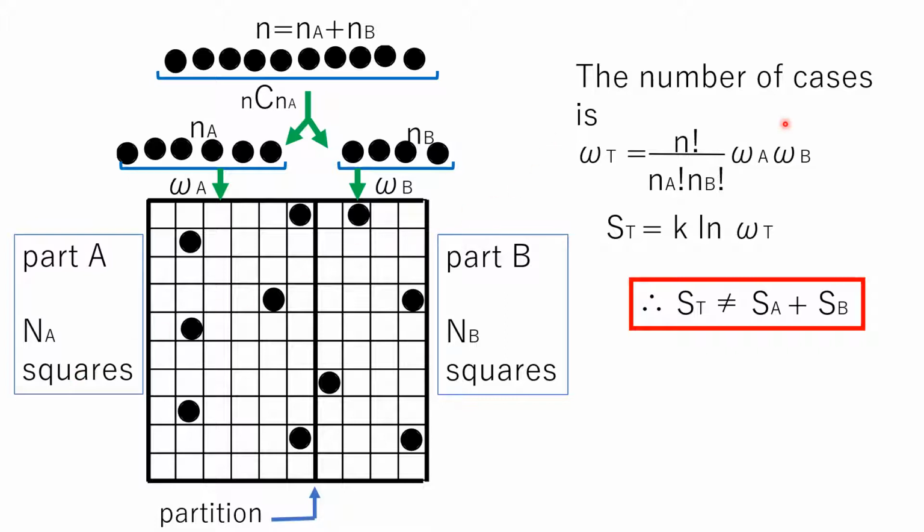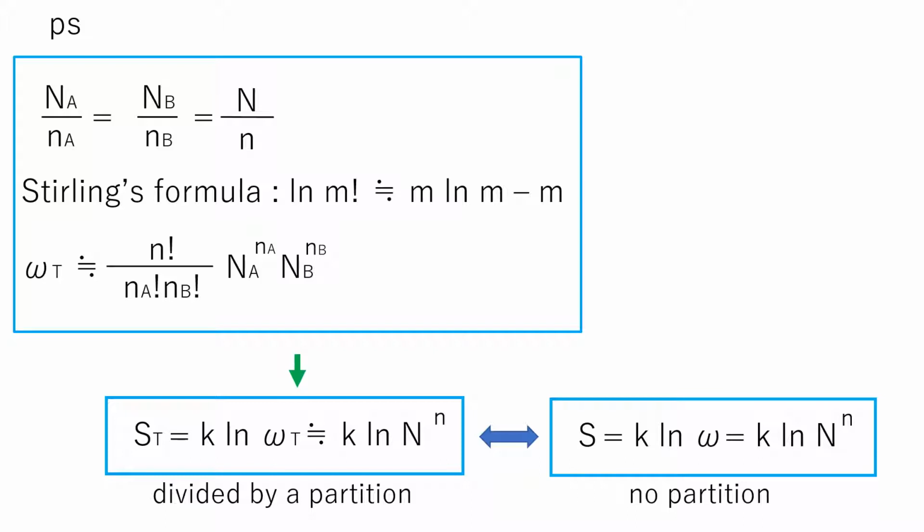The number of cases in which we divide n stones into n sub A and n sub B is the number of combinations of n elements taken n sub A at a time. Therefore, omega sub T is like this. We can gain the correct total entropy from this relation, and we can show entropy is not additive. In the formula, we can indicate the total entropy k log capital N to the n. It means that even if we divide the ideal gas by the partition, total entropy doesn't change.